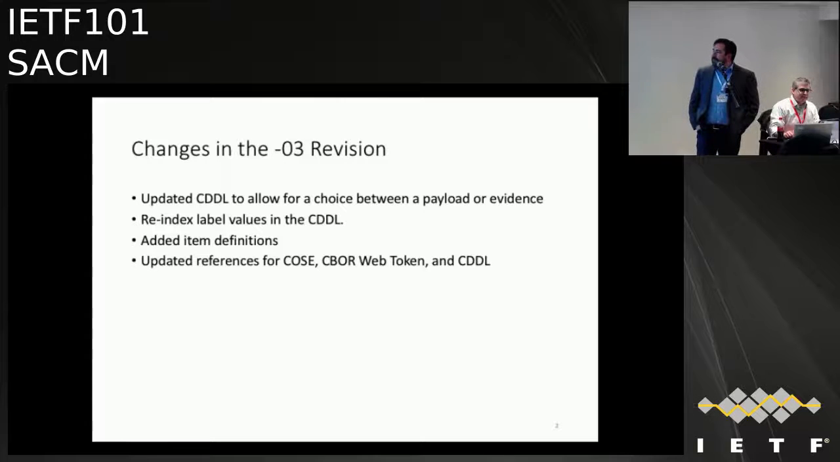The first revision that we made was to make some changes to the CDDL to allow a choice to be made between a payload or evidence element. The purpose of this is you're typically going to have one or the other, and so we tried to sync up the model with that concept. I noticed that there were some overlapping index labels in the CDDL, at least in the documentation for it, and so those were fixed.